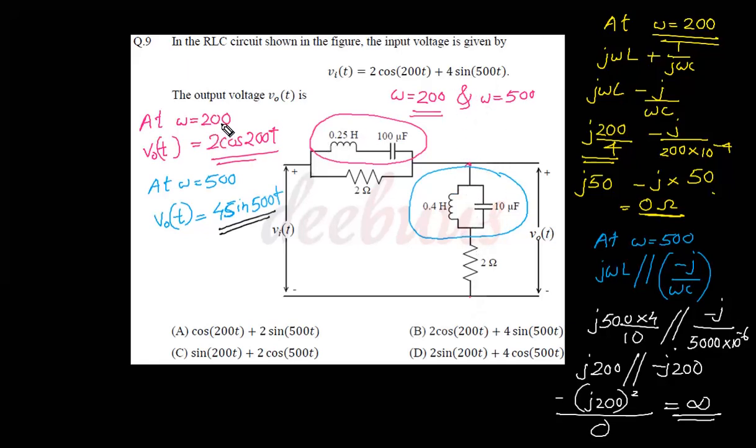So now combining the two values: at omega equal to 200 we obtained 2 cos 200t, and at omega equal to 500 we obtained the output as 4 sin 500t. So Vi of t equals V naught t itself. So the answer is this term, 2 cos 200t plus 4 sin 500t. Answer is B.